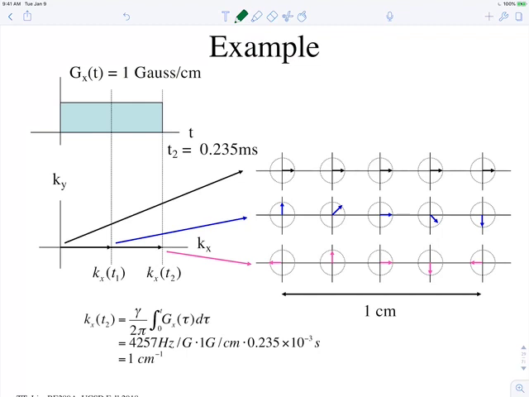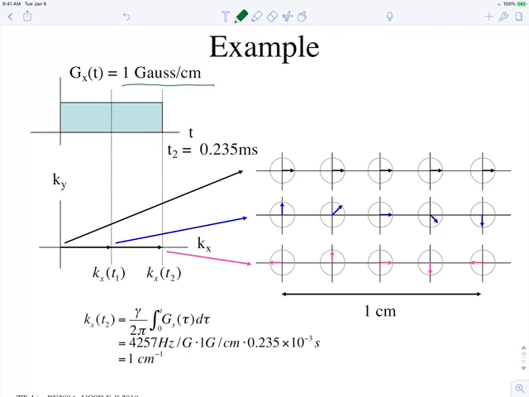Let's take a look at an example where we actually have numbers, because in the problems we give you, you're going to have numbers that you have to calculate. So now you're actually given that the amplitude of this gradient is 1 Gauss per centimeter. That means in 1 centimeter, the change in field is 1 Gauss. Remember, the Earth's field is about half a Gauss. So it's a really tiny change in the strength of the field.